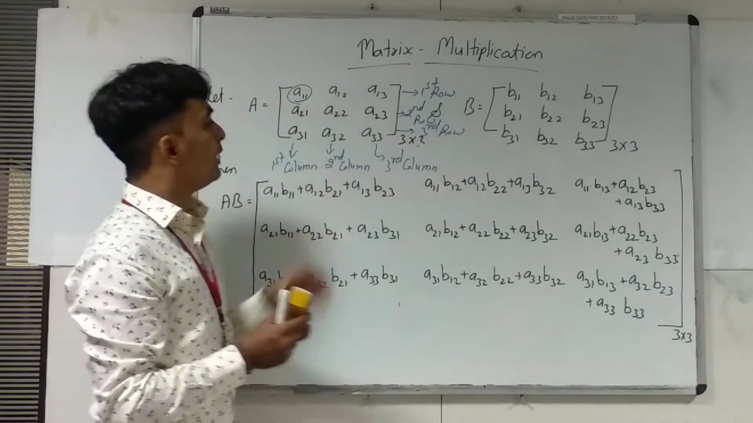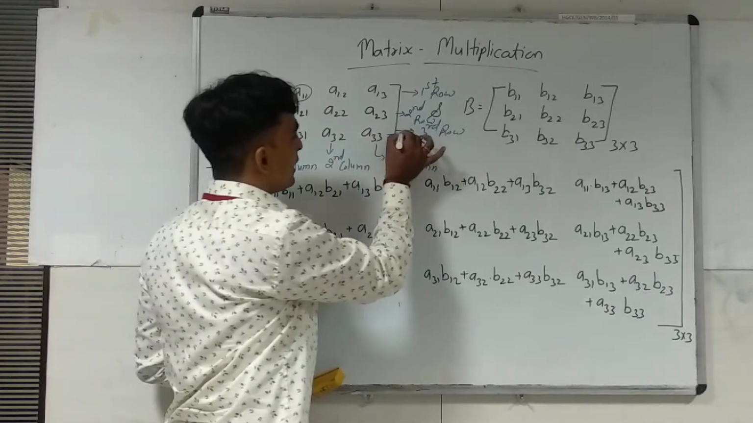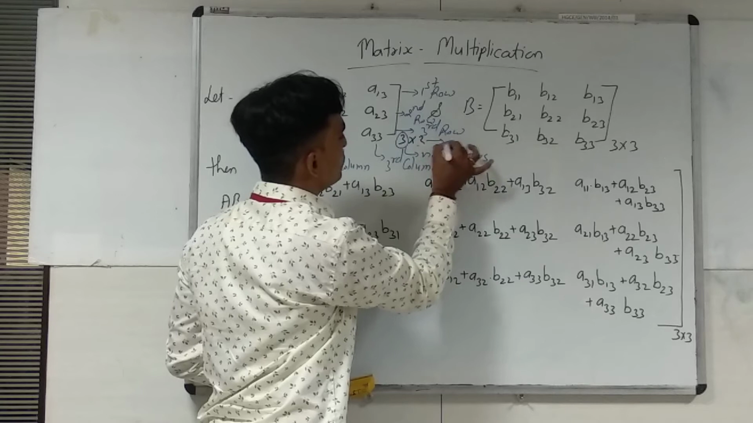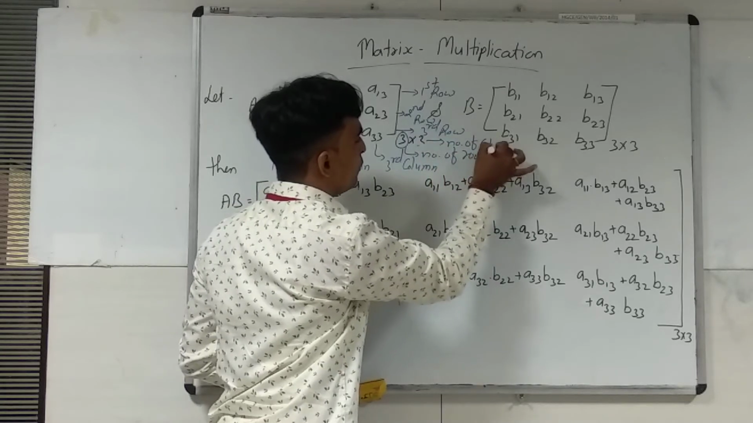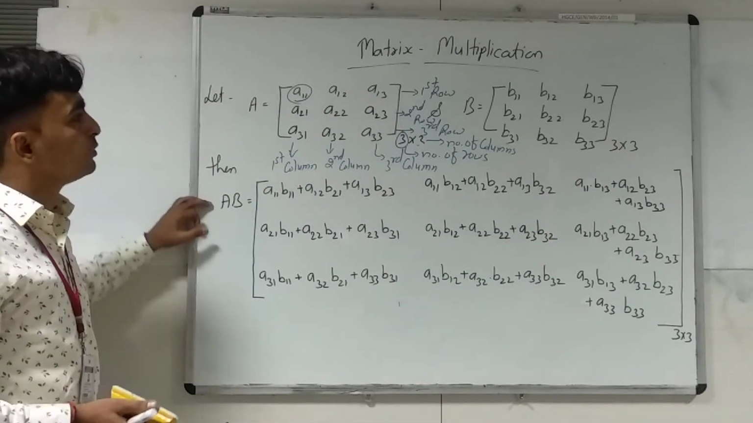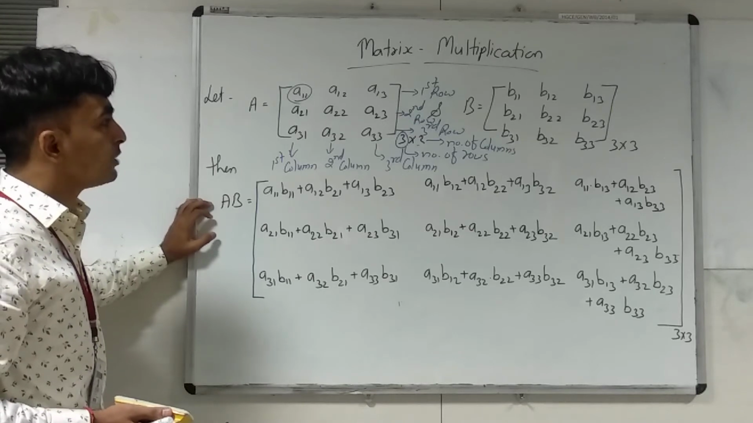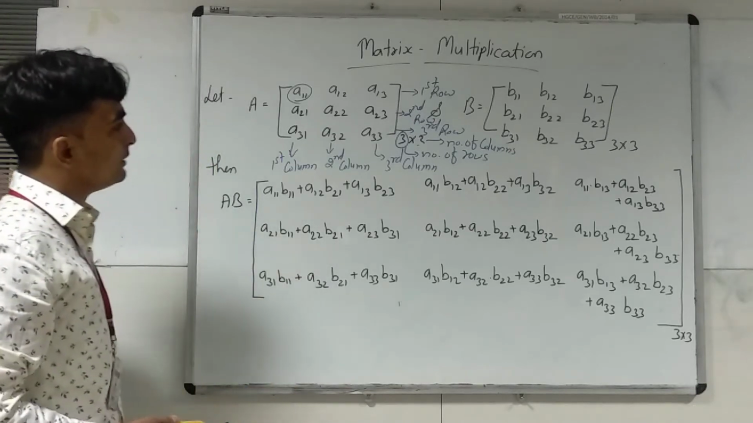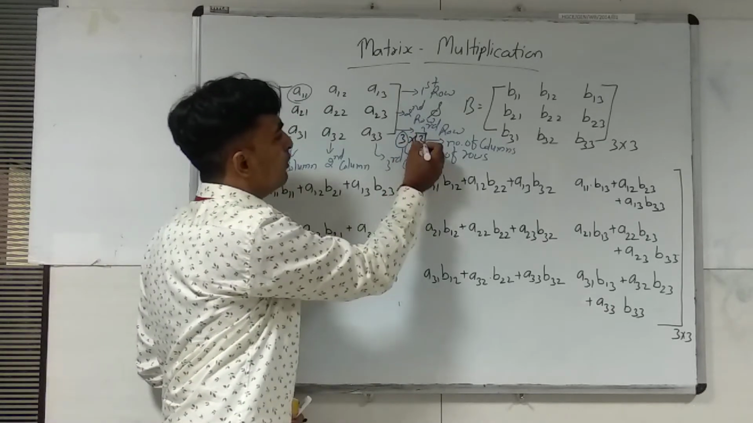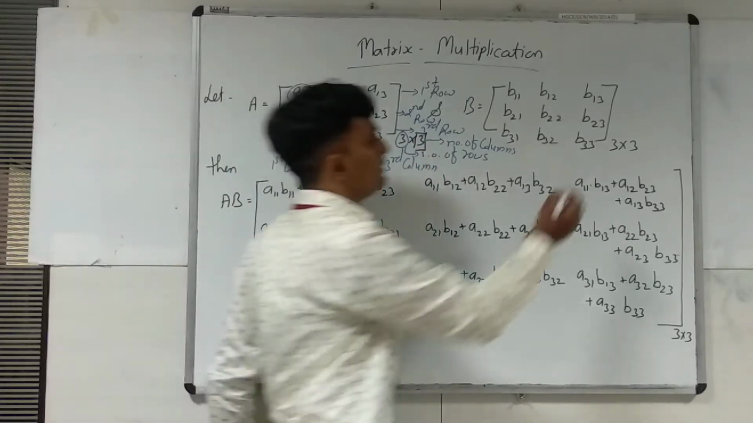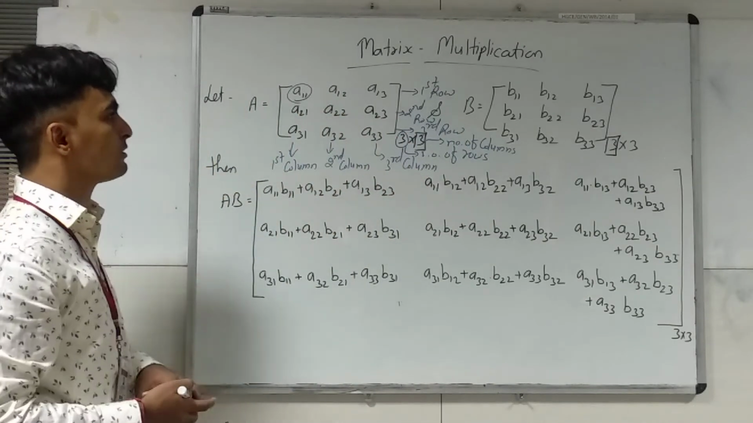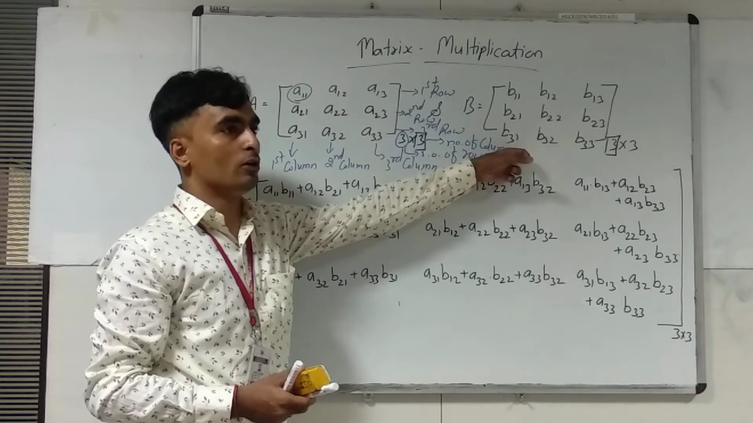Okay, A and B. Now for matrix multiplication, we know, as we did last time, that this shows the number of rows and this shows the number of columns. Similarly for 3 cross 3. Now when it comes to multiplication, we need to know two things. The necessary condition for matrix multiplication is that the number of columns of the first matrix should be the same as the number of rows of the second matrix. Then matrix multiplication is possible, otherwise it is not possible.